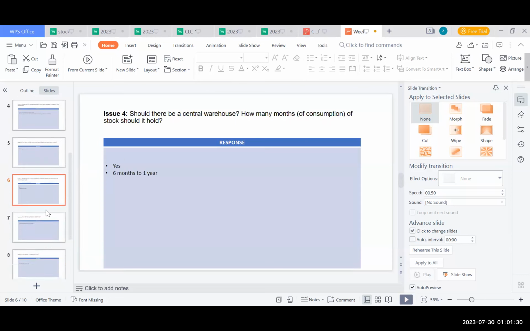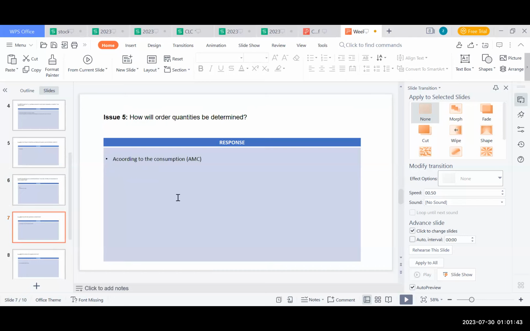Okay, moving on to the fourth issue, we agreed that there should be a central warehouse, and then the months of stock should be 6 months to 1 year. And then the other quantities will be determined according to the consumption pattern that is reported to the regional logistics unit, or maybe you can say the average monthly consumption, because if you do that, you will tend to procure what is needed rather than what you think is needed.